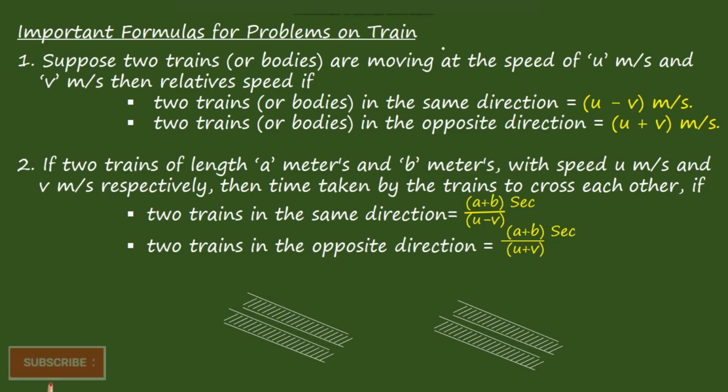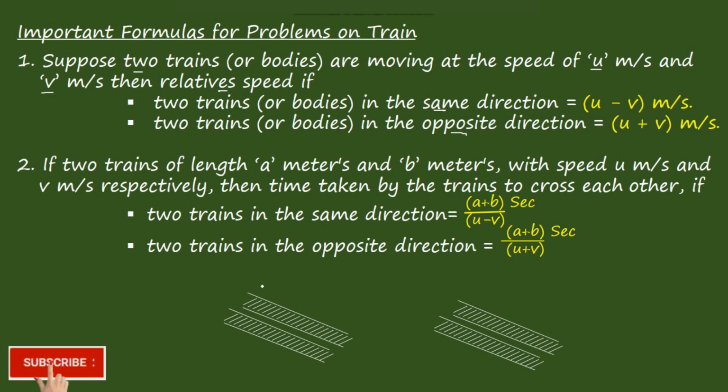Important formulas for problems on a train. First one: suppose two trains are moving at a speed of u meters per second and v meters per second. Then the relative speed, if the two trains are in the same direction, is u minus v, and if the two trains are in the opposite direction, is u plus v.